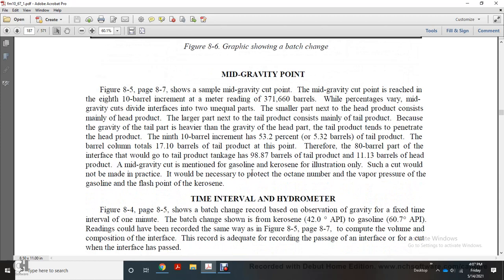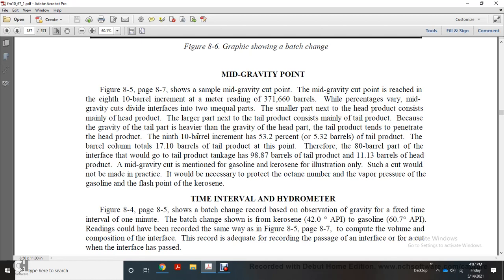Now the mid-gravity point. Figure 87 shows a sample of the mid-gravity cut point. The mid-gravity cut point is reached at the 8th to 10th barrel increment, at a metering of 371,660 barrels. The gravity cut divides the interval into two unequal parts. The smaller part consists mainly of head product, and the larger part consists mainly of tail product, because the gravity of the tail part is heavier than the head part. Tail products tend to penetrate the head product.